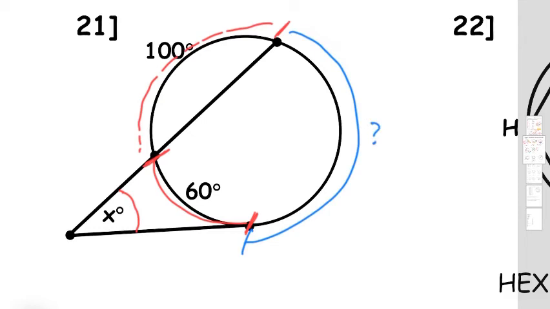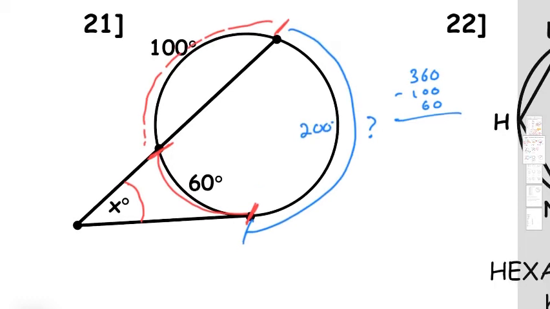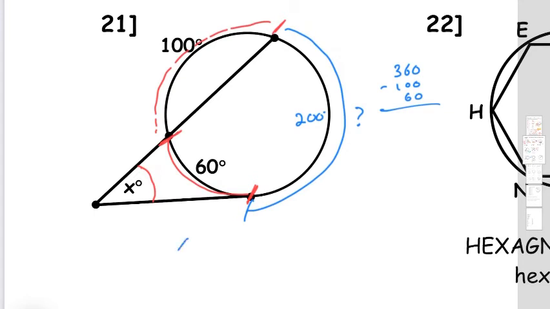So to find the measure of that arc, we know a full circle is 360 degrees. So we're going to subtract 100, and we're going to subtract 60, and whatever we have left is the measurement of that arc, which gives us 200 degrees. And so now the measure of x is going to be 1/2 times the big arc, which is 200, minus 60. So 200 minus 60 gives me 140, and half of that is 70.